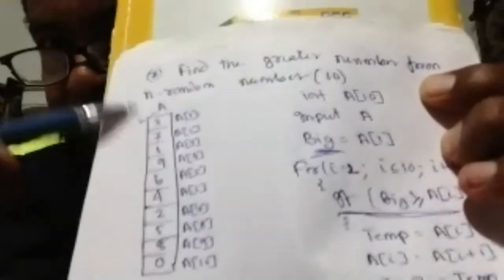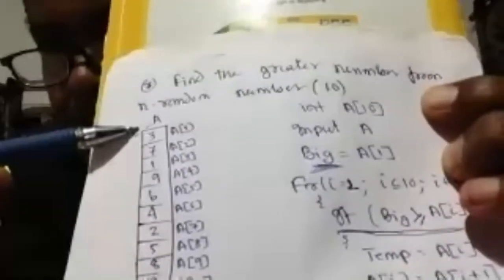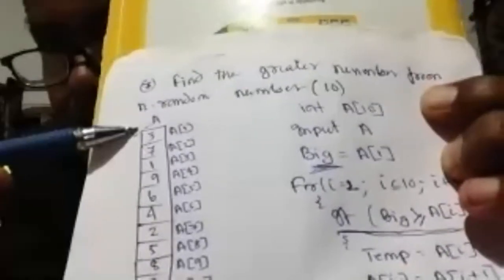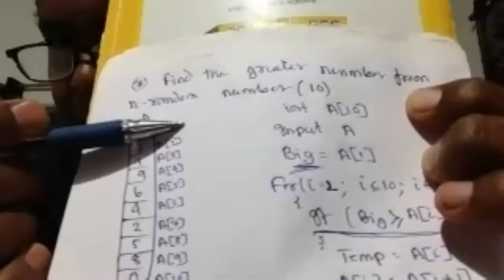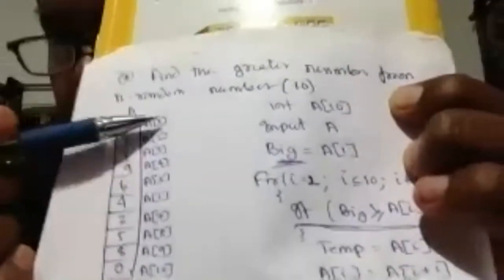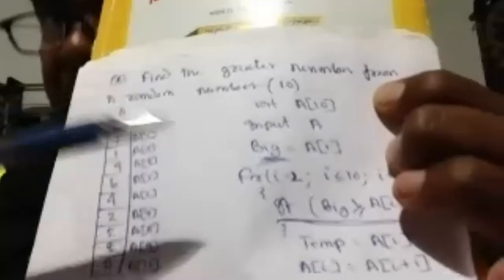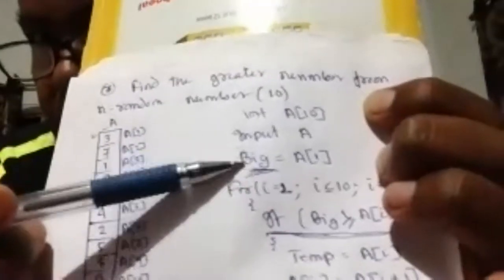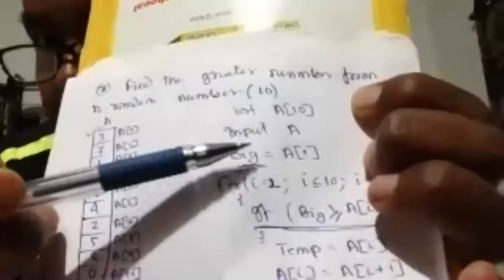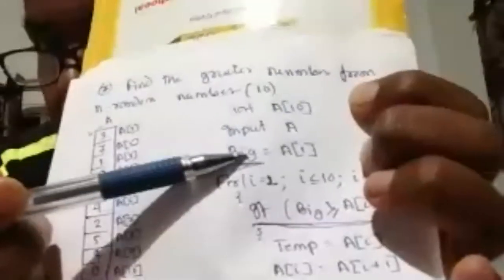See, this is the address. This is clear. What is the first value? Whatever value, forget about it. What is the address? A1. So the first value I assign to a variable big, that is big equal to A1. Now big is having what? The first value. Now I have to compare with the second value.